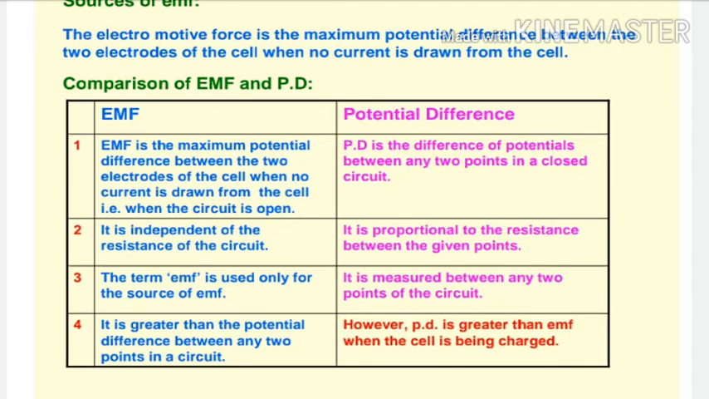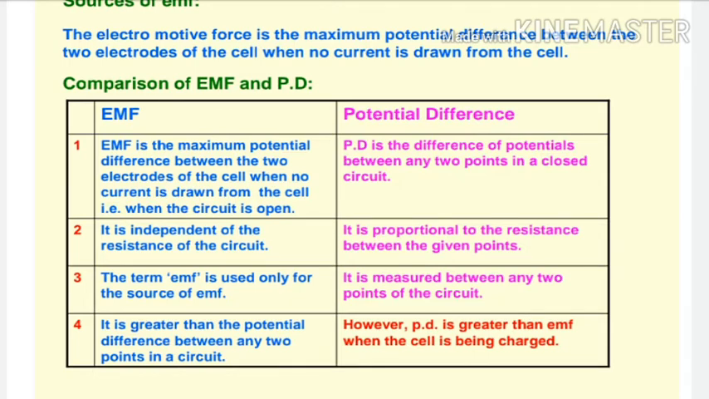Now the second difference is that EMF is independent of the resistance of the circuit, because there is no connection of the resistance. It means the circuit is open, so there is no external connection of the resistance, that is, it is independent of the resistance of the circuit. And potential difference is proportional to the resistance between the given points.